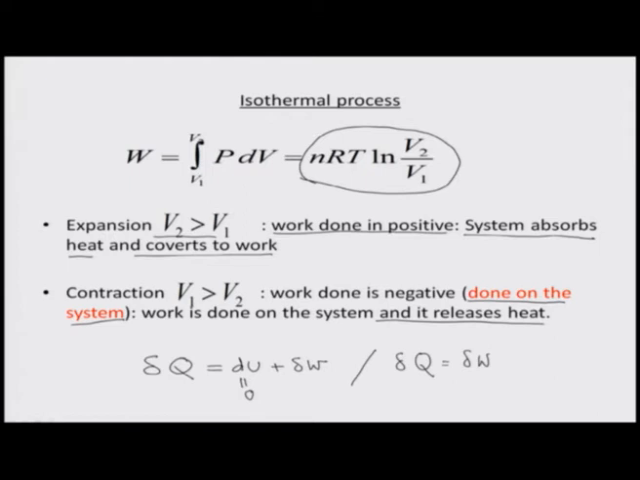Remember, our convention was whenever the system absorbs heat, delta Q is positive, and when the system does some work, delta W is positive. Here, work is done on the system, because work done is negative. As a result, the system releases heat. These things will be very important when we go to engine and refrigerator. Those have multiple thermodynamic processes, so we have to be careful about the sign convention and know when heat is absorbed or released. Now, proceed.